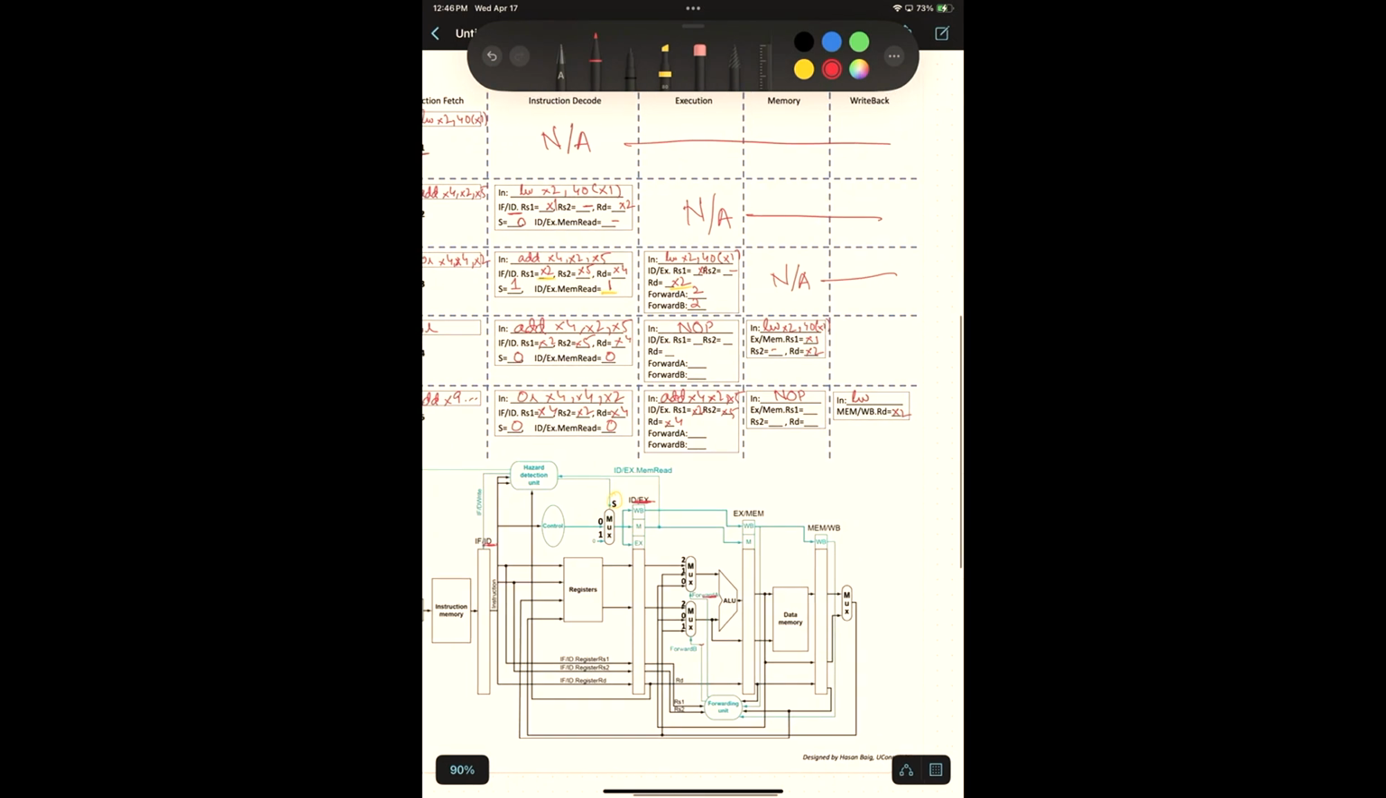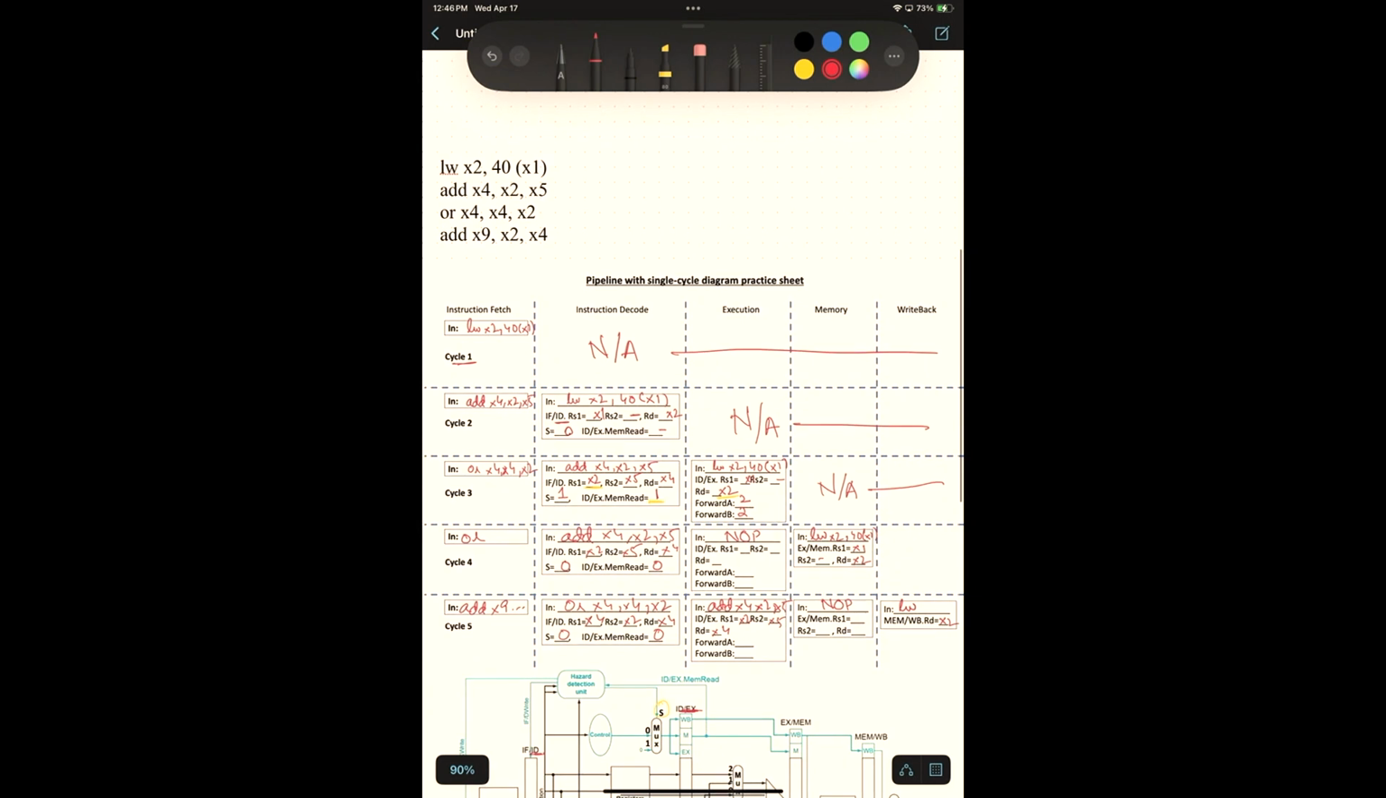I have not written the XMEM RS1. So what will be the value of RS1 here? It will be the same thing because the add instruction is still moving. So the add instruction which was turned into NOP in this phase will still move forward, which means x4, x2, x5 will still be RD, RS1, and RS2. So you have to specify whatever the values are.